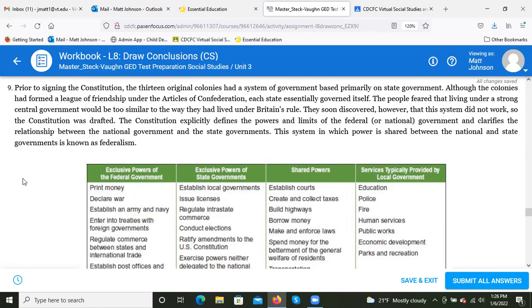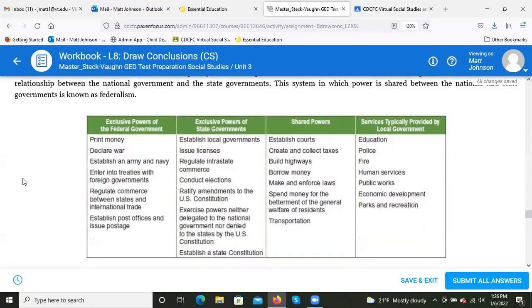All right. So under that, exclusive powers of the federal government, only the federal government can use these powers. Print money, right? You get a dollar bill, whether you're in West Virginia or Texas, it has George Washington on it. Print money. Declare war. Of course, we only want the federal government to be able to declare war. Establish an army and a navy, enter into treaties with foreign governments, right? Idaho can't sign an agreement with North Korea. It has to be the federal government.